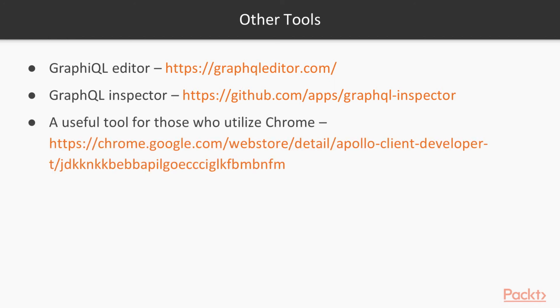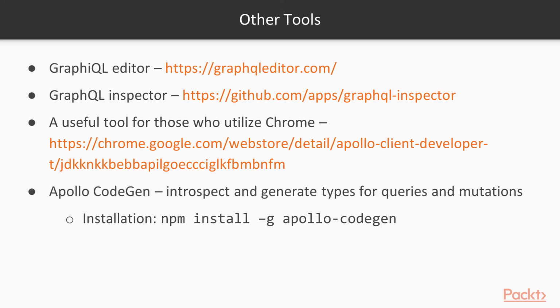The Apollo Client Developer Tools is a Chrome extension that has the following features: built-in graphical console, query watcher, mutation inspector, and a cache inspector. The Apollo Client Developer Tools Chrome extension works with Apollo Client versions 0.5.18 and above. Apollo CodeGen. It is installed via the command line, and the features it provides are schema introspection, generation of types for query and mutation operations against a schema. Those two features alone are very useful when developing.